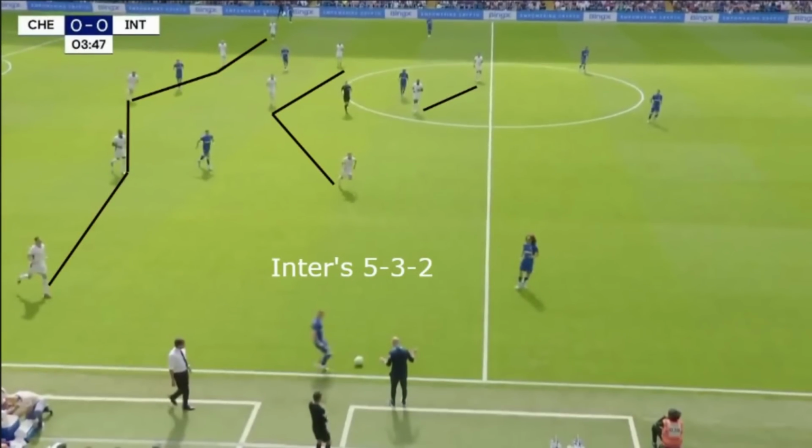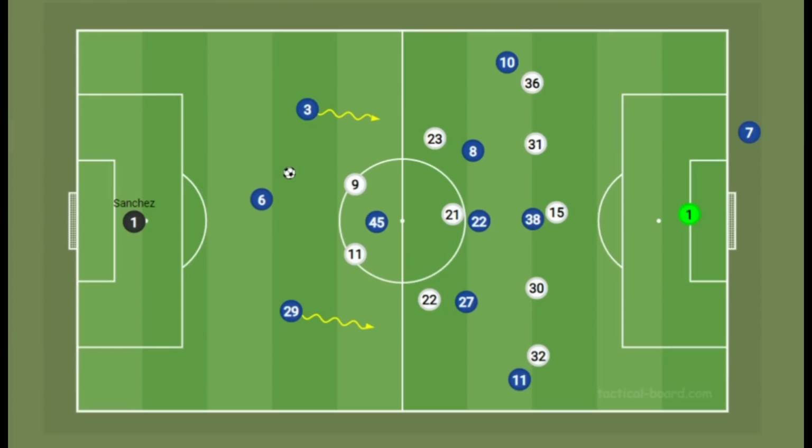Now, this 5-3-2 actually even took away their attacking threat, because now their wingbacks were playing deep to try and cover Chelsea's wingers, and their 3 centre-backs were tasked to actually step out and try to pick these players in those pivot positions. But did they actually manage to do this?